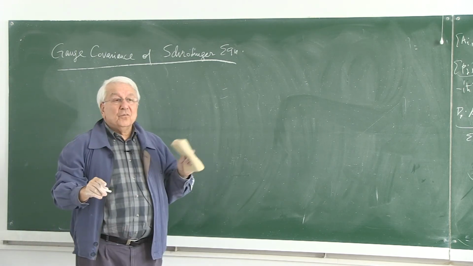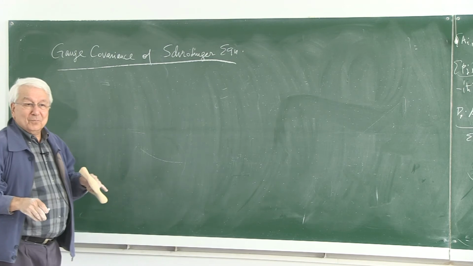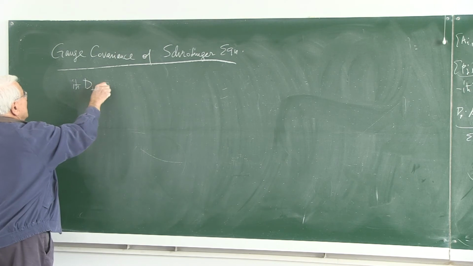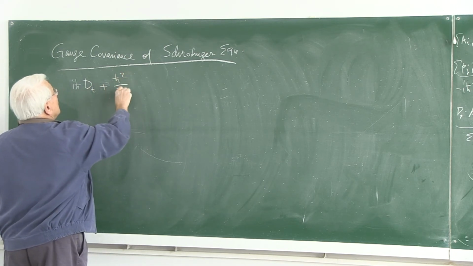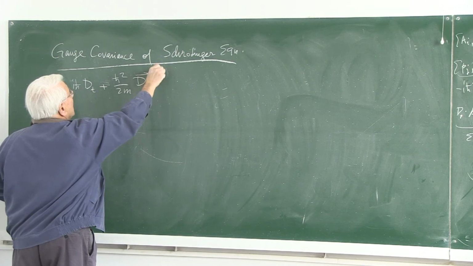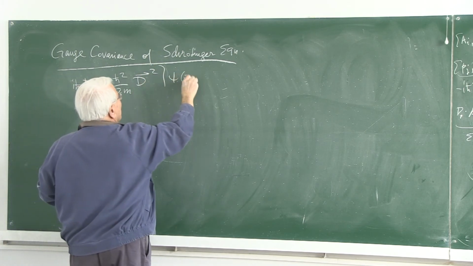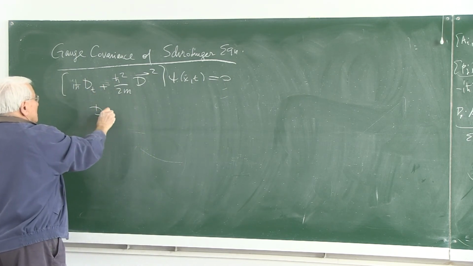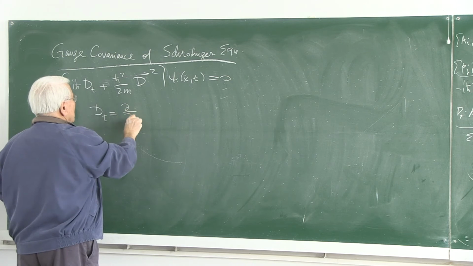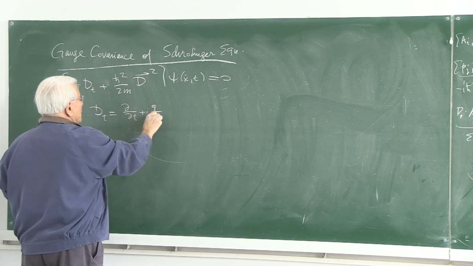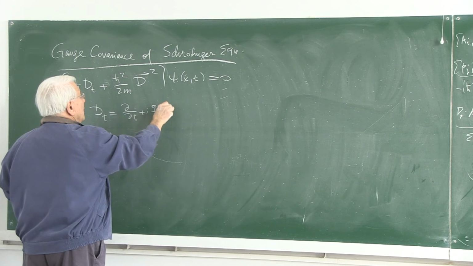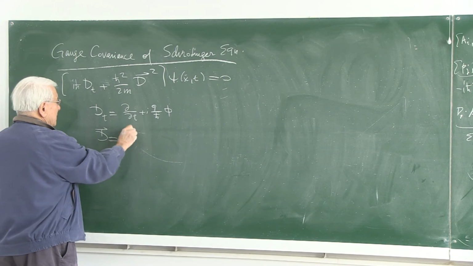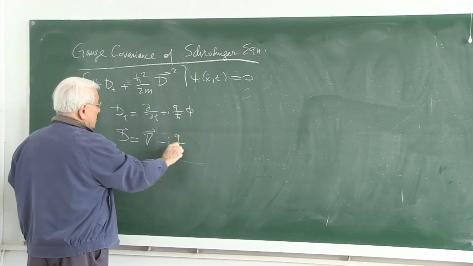Now you'll see the reason why I have written that equation in that beautiful form. What was the equation? i h bar D_t plus h bar squared over 2m D squared, psi of x, t, is equal to 0, where D_t is d by dt plus i q over h bar phi, and the D is the gradient minus i q over h bar c A.